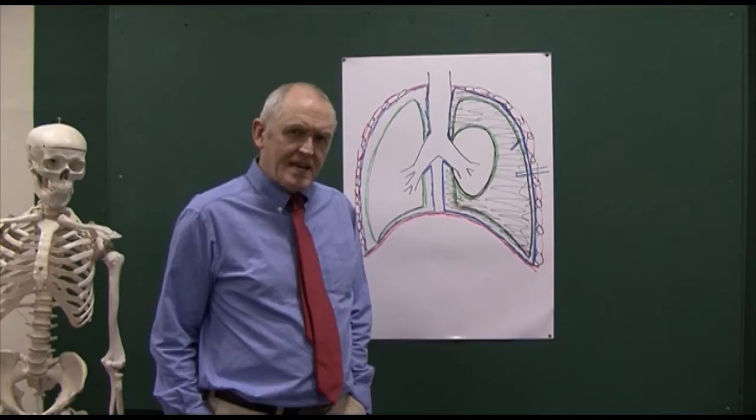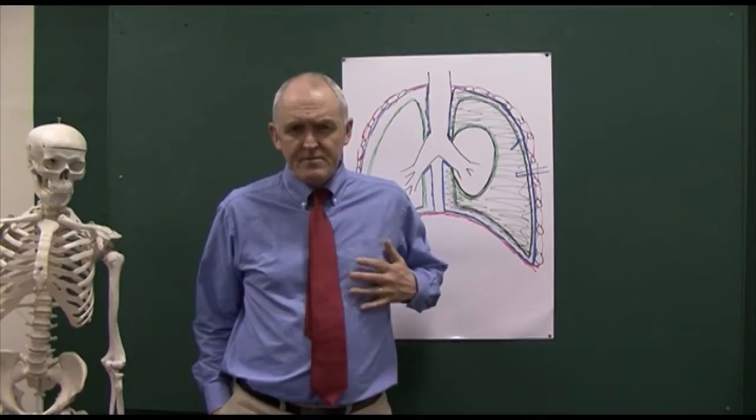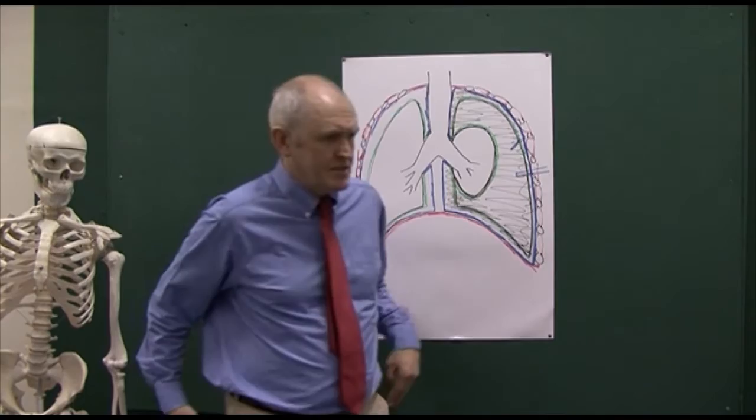But I want to mention a flail chest. Now, a flail chest is where two or more ribs are broken in two or more places, and you get a bit of the chest wall which is disconnected from the rest of the chest wall. So I could maybe illustrate this on the model here.